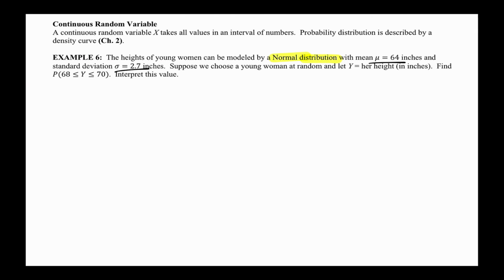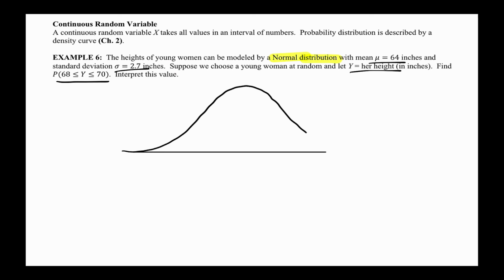Okay. So we're normal distribution. We have a mean of 64. We have a standard deviation of 2.7. The question says, suppose we choose a young woman at random. Let y equal her height. Find the probability that she's between 68 and 70 inches tall. So the first thing we got to do is draw the normal curve like we did in chapter 2. And we're going to do a lot more next semester. Starting with chapter 7, we're coming back to this stuff. We've kind of gone away from it, but we're going to come back to it.